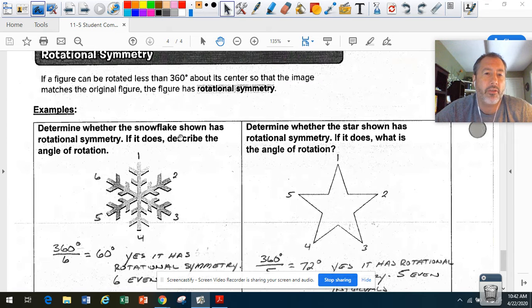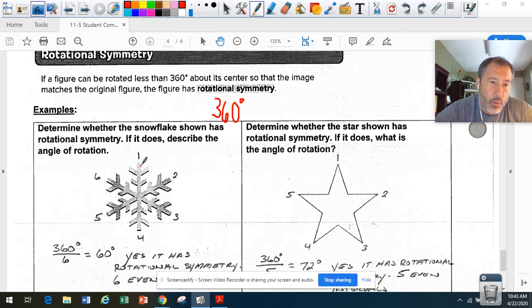It says, determine whether the snowflake shown has rotational symmetry. If it does, describe the angle of rotation. Now remember, I'll start up here at 1 and go all the way around, which makes a circle. How many degrees are in a circle? 360 degrees. We know there are 360 degrees in a circle. So if we take a look here, we want to determine, does this have rotational symmetry?